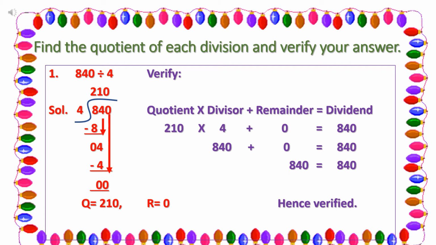Now, next, what will we do? We will write 8 below 8 given in the dividend. So, we will write 8 here because 4 2s are 8. After writing 8 below the dividend 8, we will subtract them. 8 minus 8 is equal to 0.